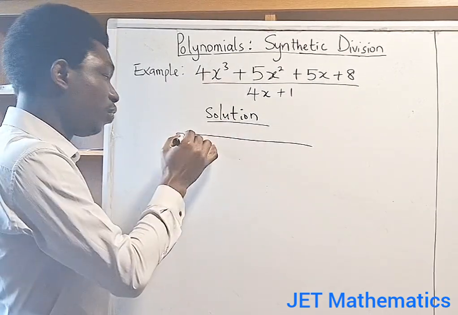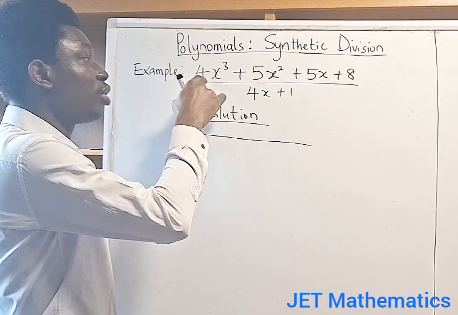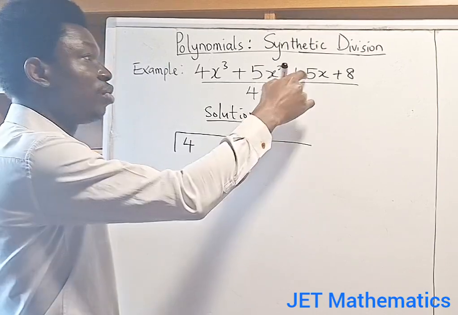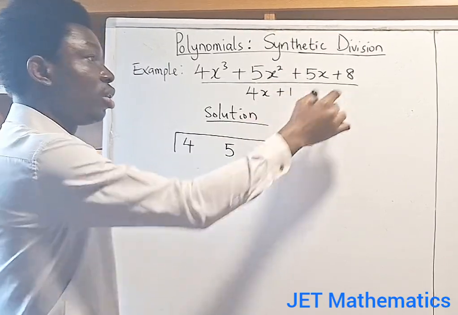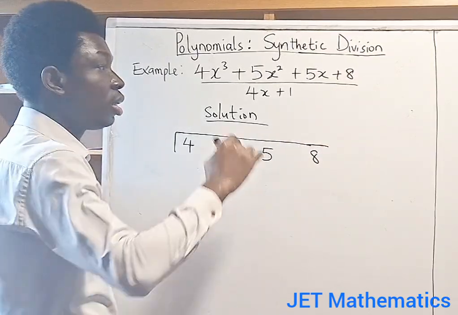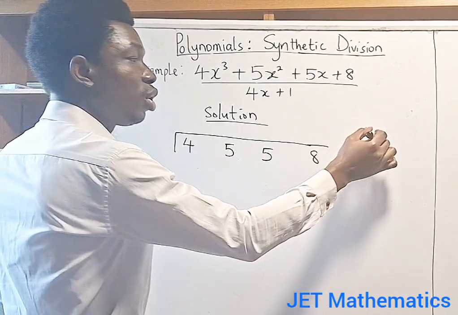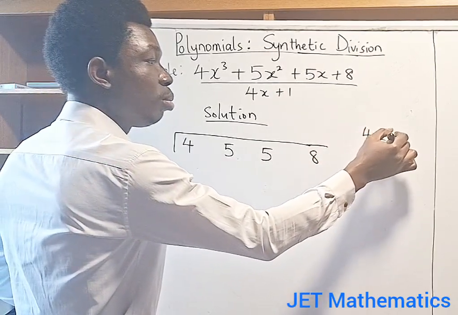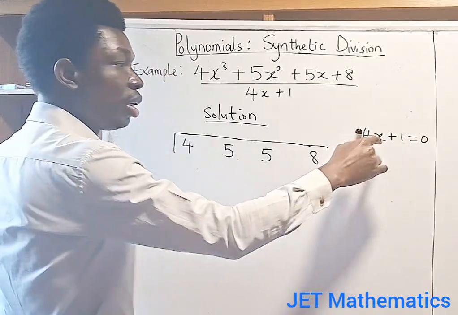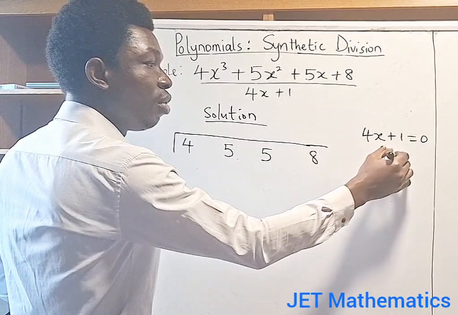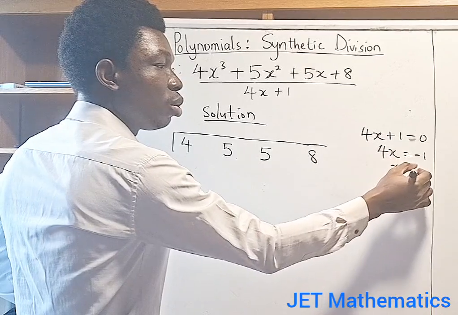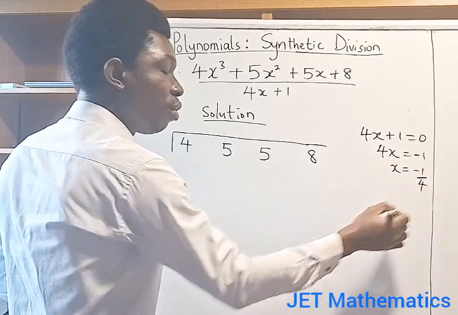So the first term here is 4. The coefficient here is 4. The coefficient here is 5. The coefficient here again is 5. And the coefficient here is 8. And then the next thing, I said, equate the divisor to 0. 4s plus 1 equals 0. Okay. And then solve for s. 4s equals minus 1. And then s is equal to minus 1 over 4.